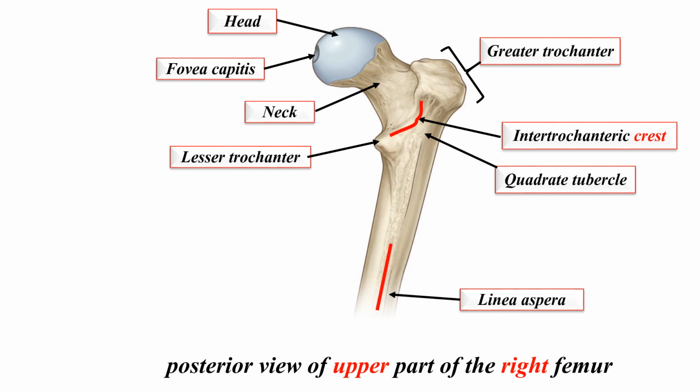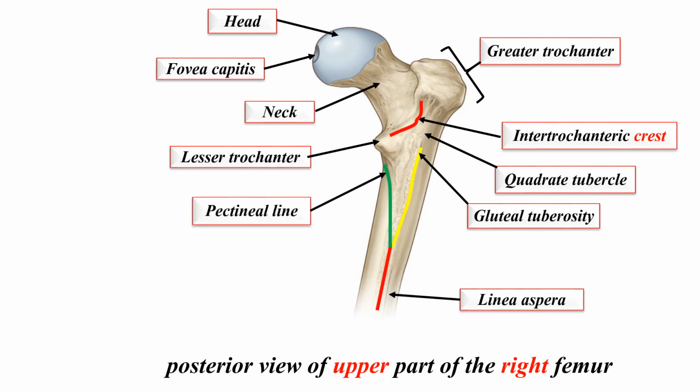It diverges superiorly and laterally to become continuous with this vertical ridge, the gluteal tuberosity. Medially, it diverges to become continuous with the pectineal line. This is the pectineal line. It provides an insertion for the pectineus muscle, while the gluteal tuberosity provides an insertion for the lower part, the lower quadrants, of the gluteus maximus muscle.